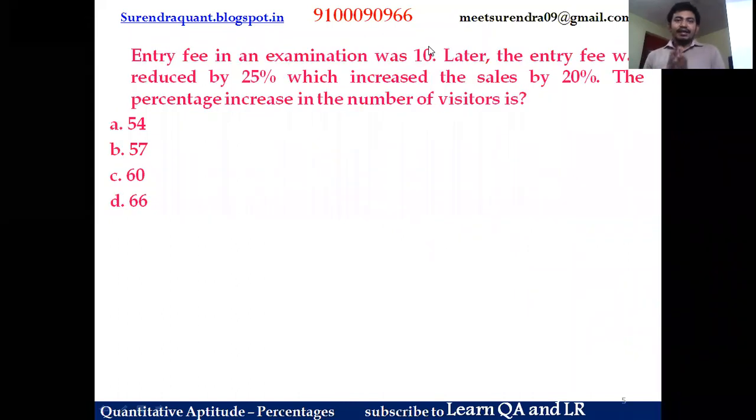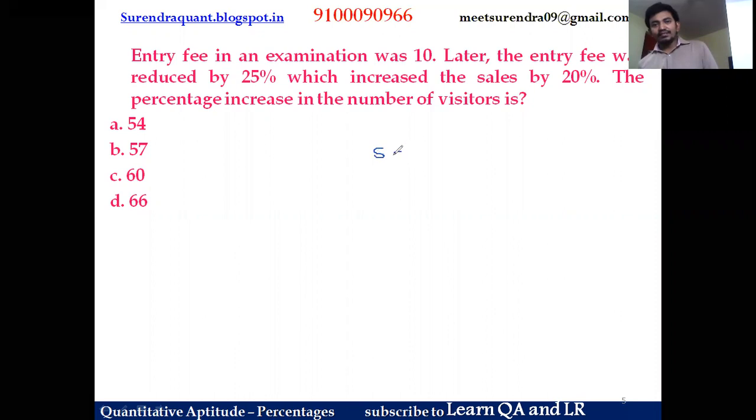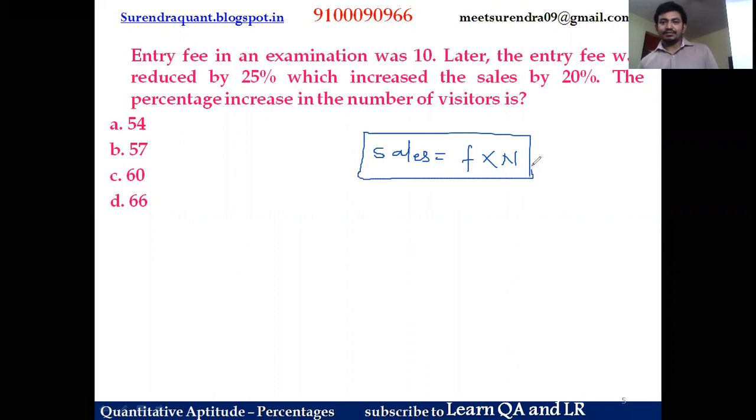The entry fee in an exhibition was 10 rupees. Later the entry fee was reduced by 25%, which increased the sales by 20%. The percentage increase in the number of visitors is? So first of all, friends, whenever you have a situation, try to generalize the situation. So how do you get the sales? You'll get the sales by multiplying the amount per person, the entry fee, with the number of persons. How many persons came and how much each person pays. So the total sales generated is equal to entry fee into number of persons. Now we don't know the sales at the beginning. Let us say the sales are 100%.